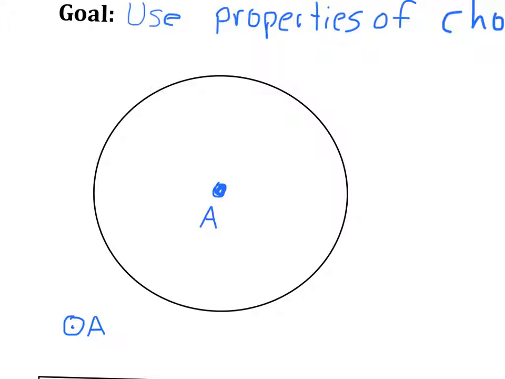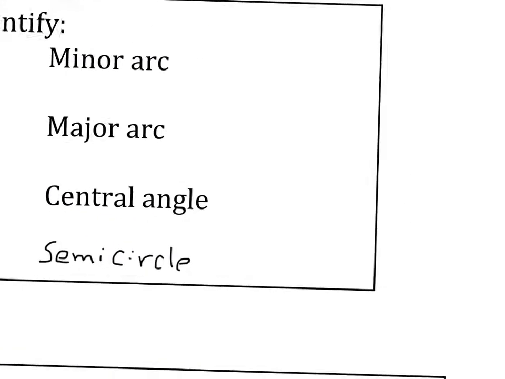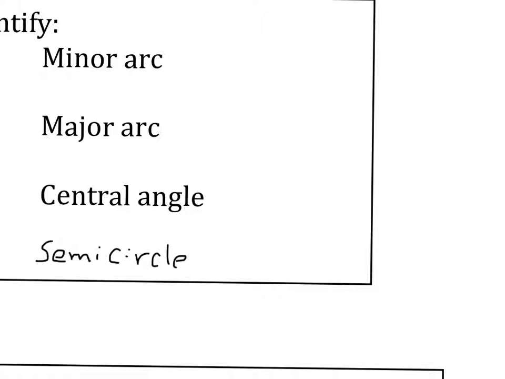So, of course, we know that we have a central angle, like here. So what makes a central angle? It is an angle whose vertex is at the center. Angle with vertex at center.